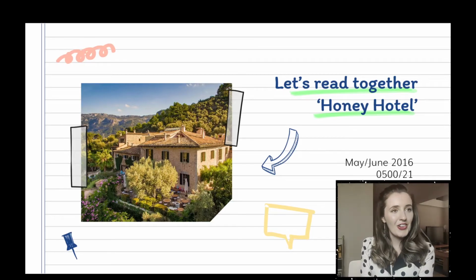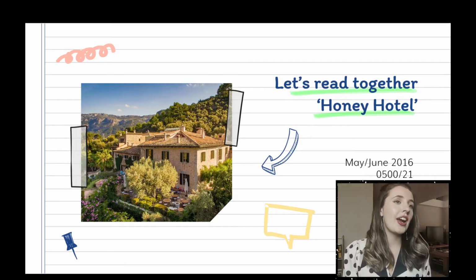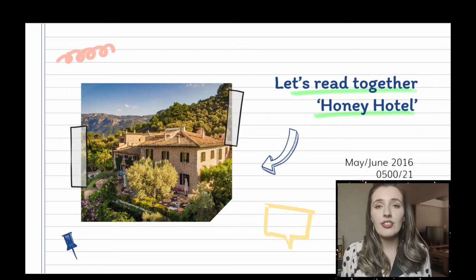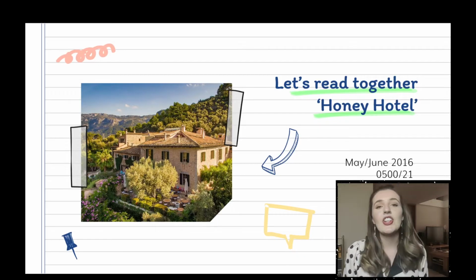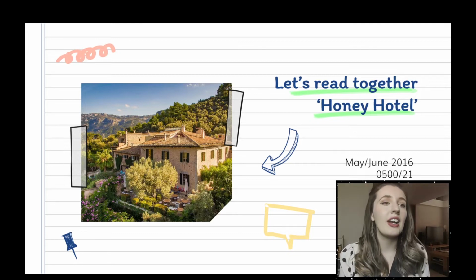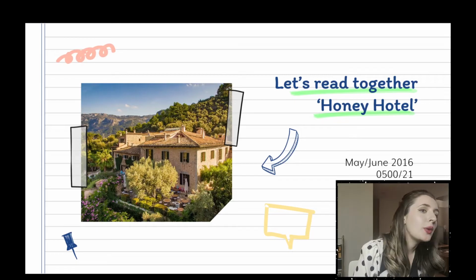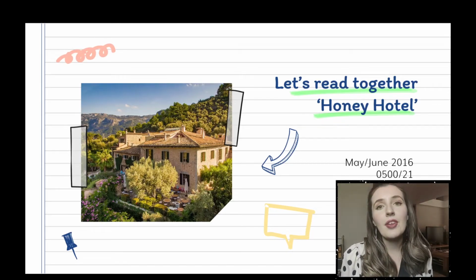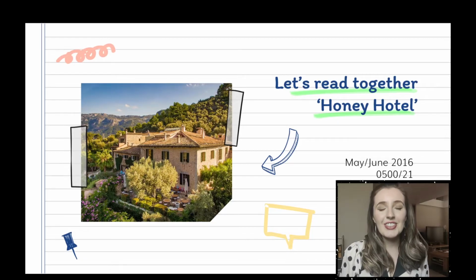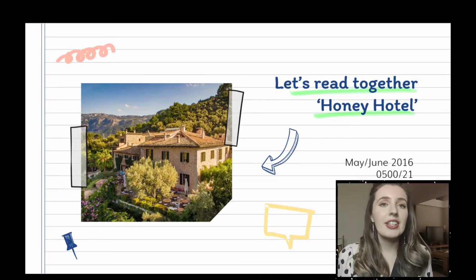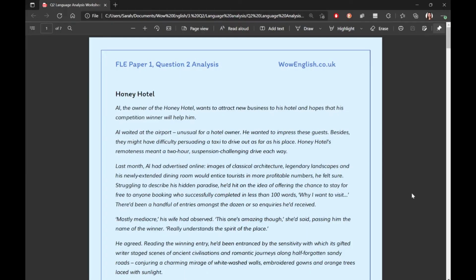All right, so now we are going to read the extract, which is called Honey Hotel. If you want to go away and find the full past paper, then all you need to do is search IGCSE First Language paper 2, it was 0500, and you're looking for the May-June 2016 variant 1 paper. But you can find this all in my worksheet. So let's go straight over to the worksheet. I'll read it out loud for you and let's have a little read of this text.